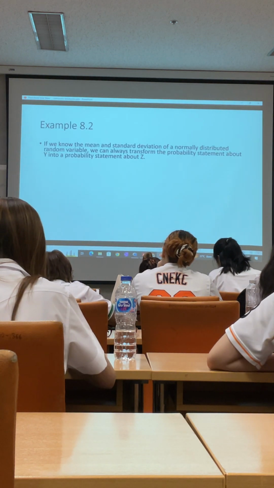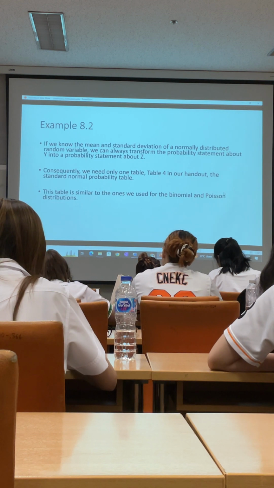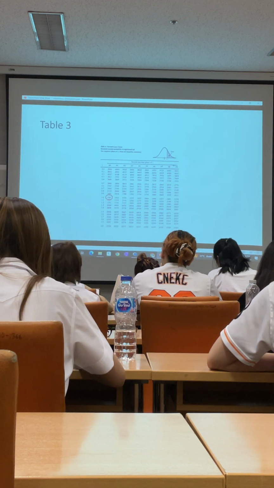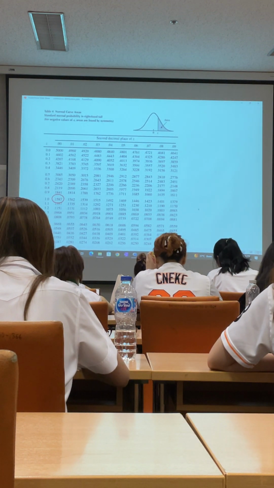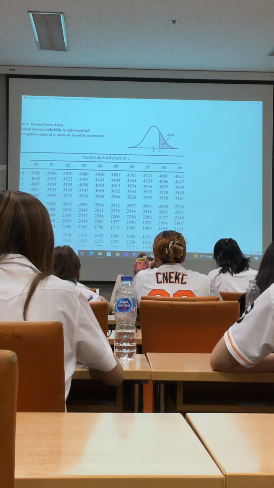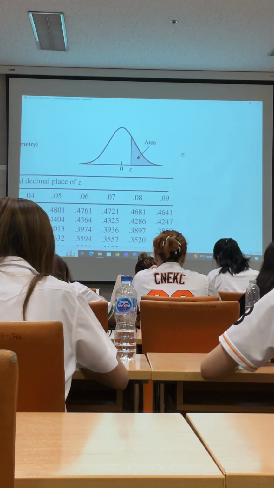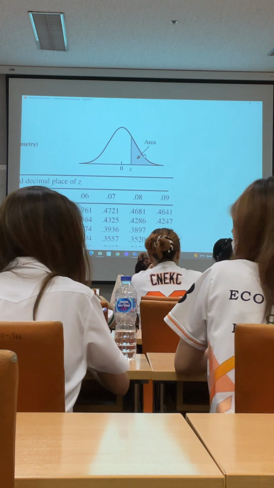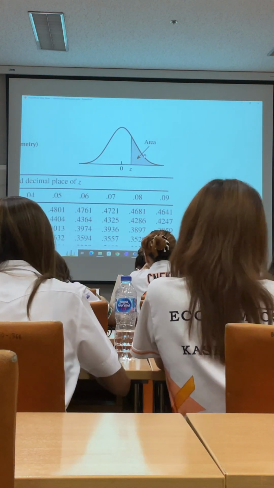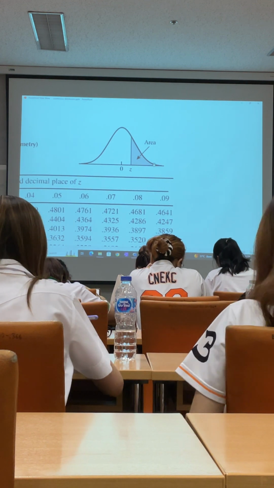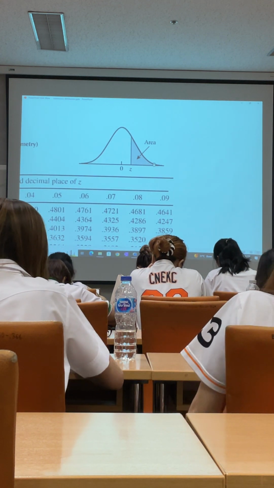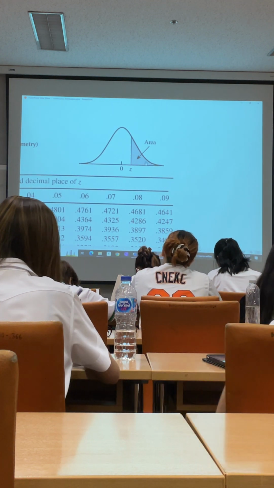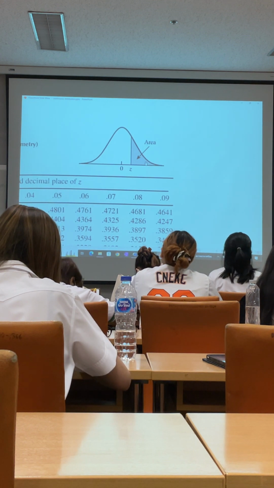Okay, so we have to use table 4 in our handout, and this is table 4. The bad thing about table 4 is that it doesn't tell us the area on the left. Table 4 tells us the area on the right-hand side. But that's okay, because you know that the whole area under the curve is 1. So if you want to find the white area, you just subtract the shaded area from 1 and you get it.